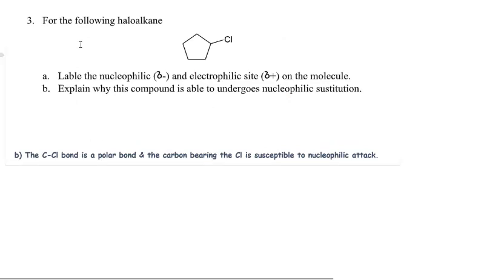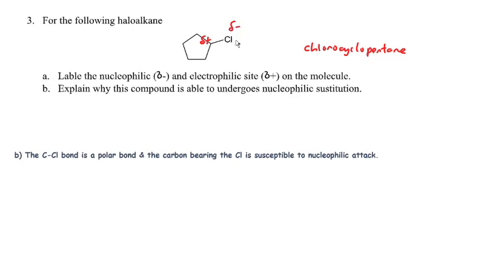For question number 3, for the following haloalkane, label the nucleophilic and electrophilic sites on the molecule. Looking at the structure over here, we have chlorocyclopentane, so you practice the naming also. At the carbon containing the Cl, the carbon is actually our electrophilic site, whereas the chlorine is our nucleophilic site. This is because chlorine is more electronegative than carbon, so chlorine will attract more electron density toward itself.